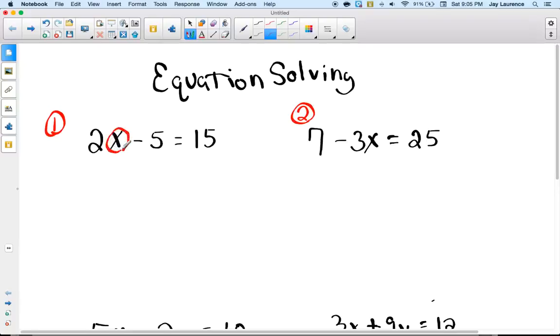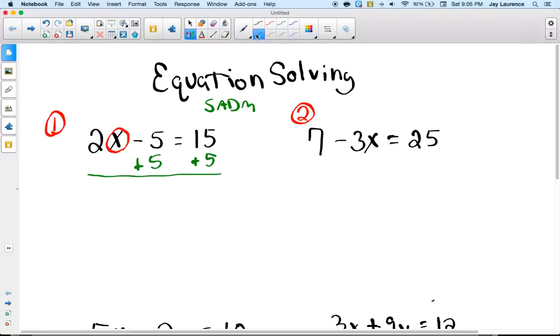I'm going to circle the variable I want to be alone. And I know I have two numbers keeping x from being alone. I have a 2, which is attached to the x by multiplication, and a 5, which is attached by subtraction. Well, remember, I listen to Saddam, and he tells me to get rid of the subtraction first. So I'm going to add 5 to both sides. Right? Pretty basic stuff here.